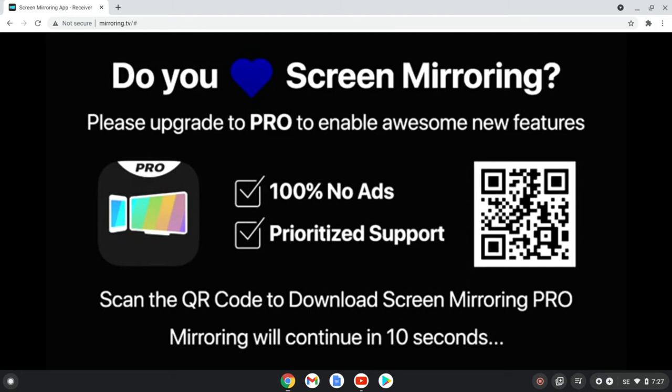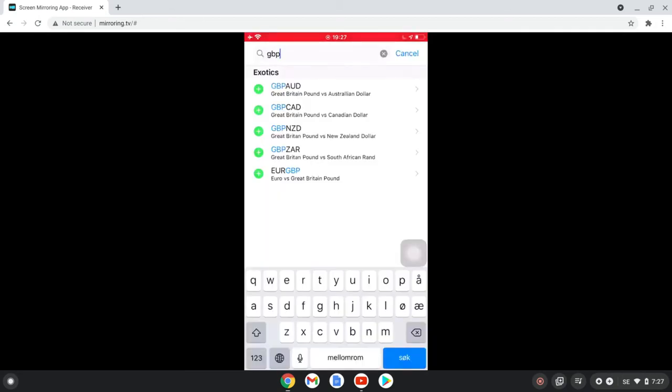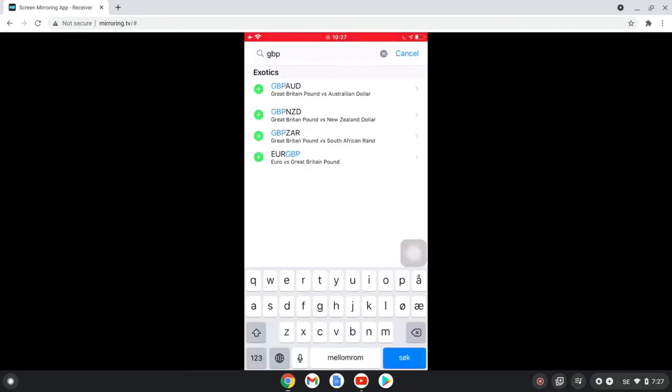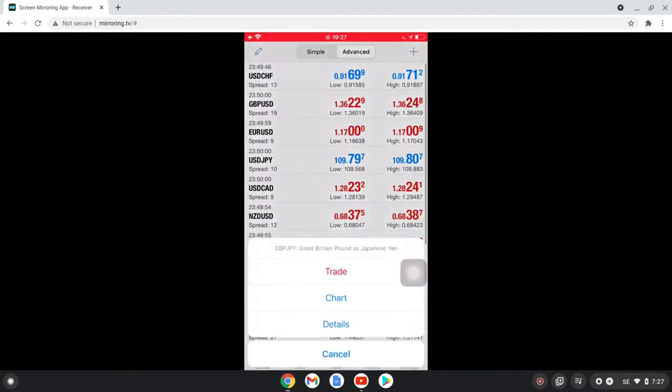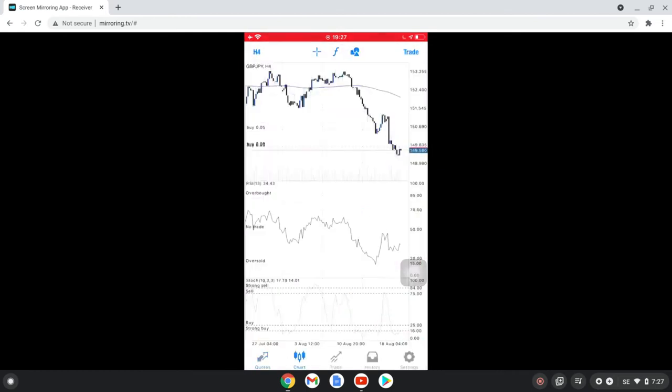For example, here, however, we have it already, but you click on the plus sign when you find the one you want, and then you can go back to the quotes and you can find it at the bottom. All right, so we click on the chart and you click on trade.